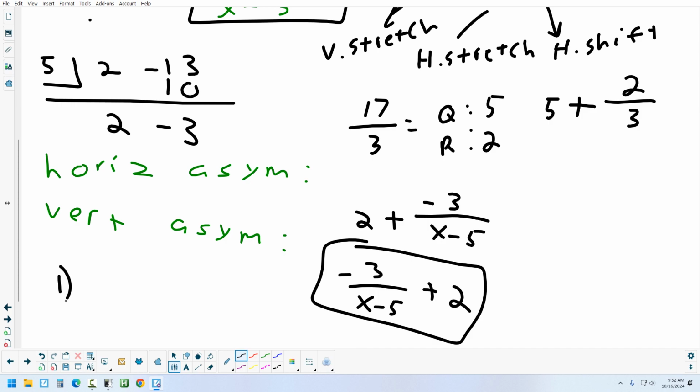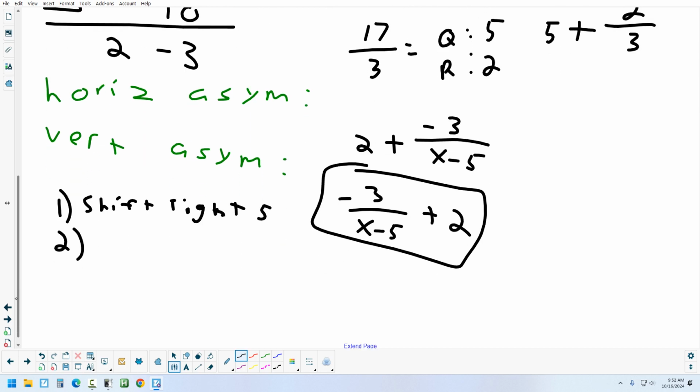What is this minus 5 going to do? Shift it to the right. It's going to shift right 5. What's that 3 going to do? With a vertical stretch of negative 3. Vertical stretch by a factor of what? Or by a factor of 3. And flip.